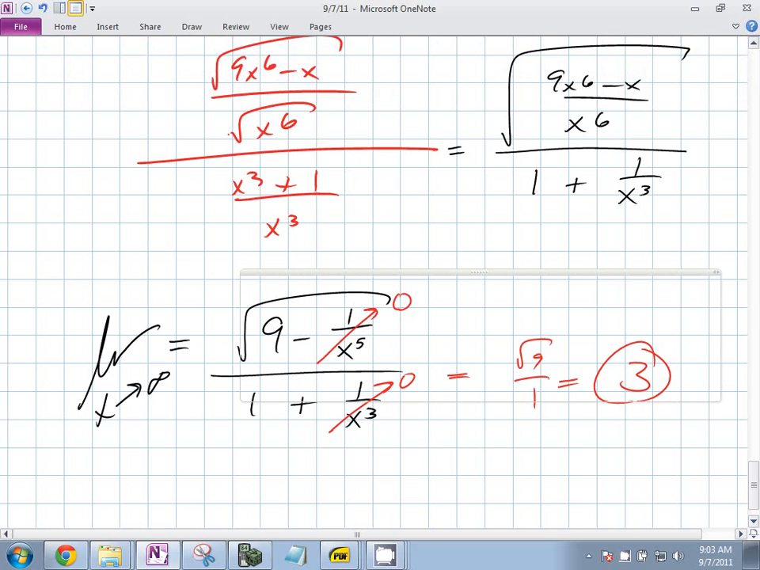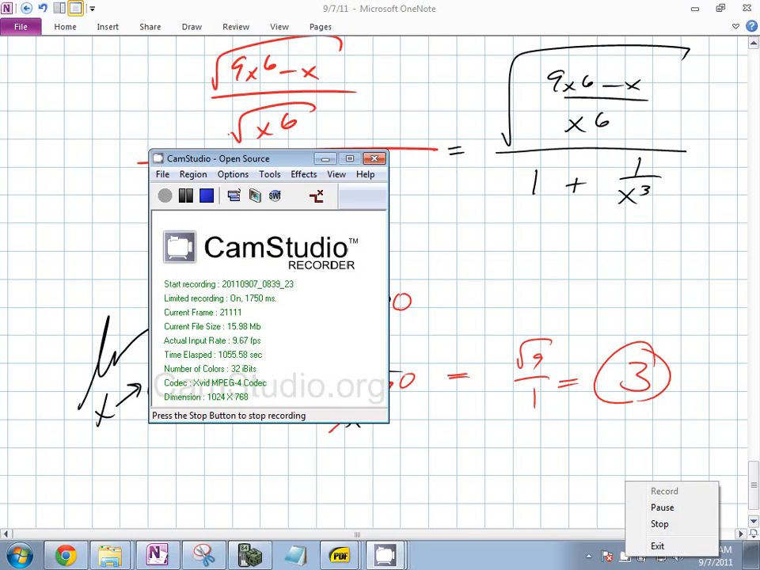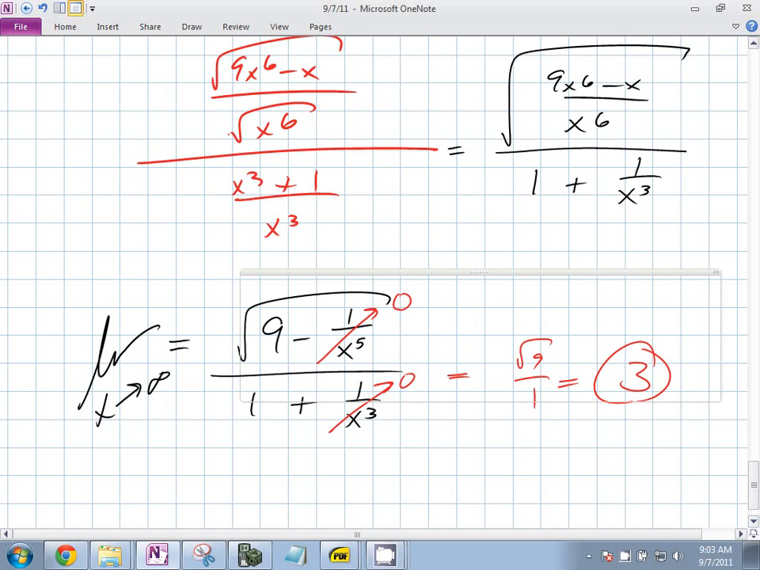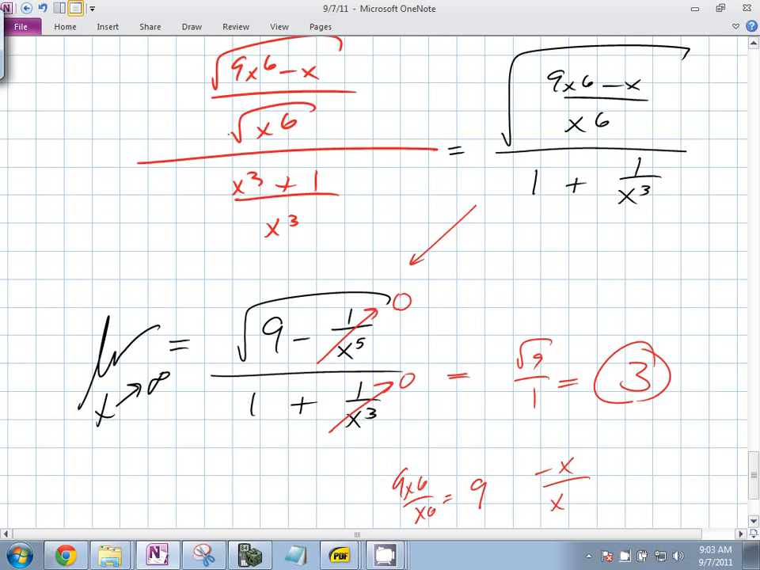Wait, I know. Yes. Yes, what? What's the step from the first one that you did in black to the second one? From here to here? Yeah. Well, 9x to the 6th over x to the 6th is equal to 9. Negative x over x to the 6th is equal to 1 over x to the 5th. Yeah, that's the step. Does that make sense?